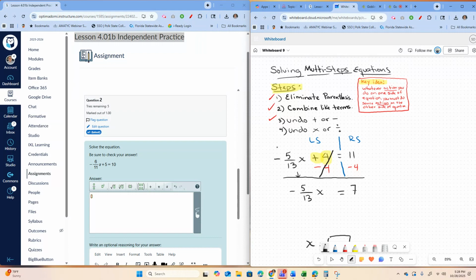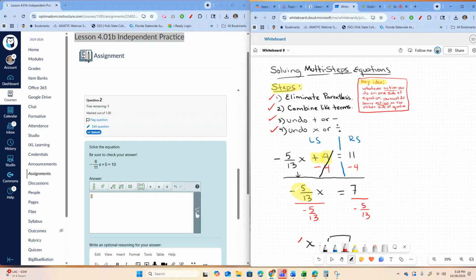Now we're going to do the next step. Undo any multiplication or division. Now look, we have a fraction multiplying the x. What's the opposite of multiplying? Oh, that's going to be dividing. So I'm going to divide by the fraction that I highlighted in yellow. So I'm going to be dividing by -5/13. Now, whatever you do on one side, you have to do on the other side. So under the 7, I'm going to write the same thing, -5/13. Now, when you divide -5/13 by -5/13 in the calculator, what's going to happen?